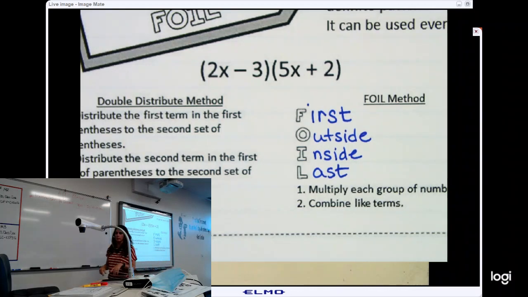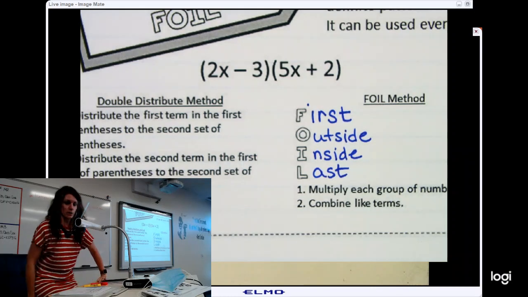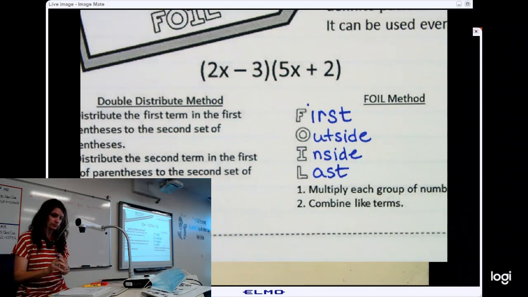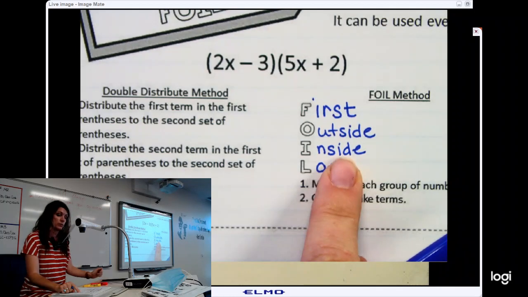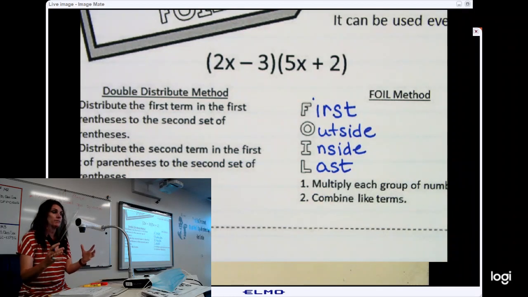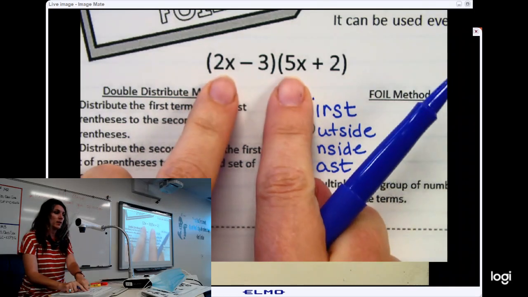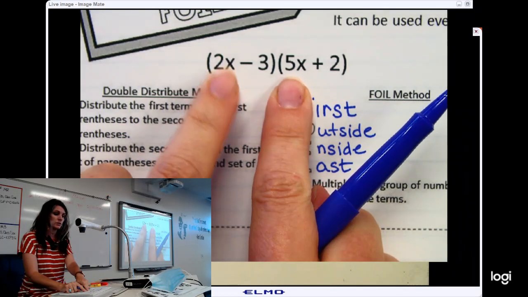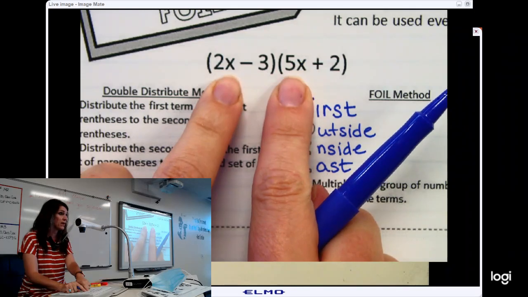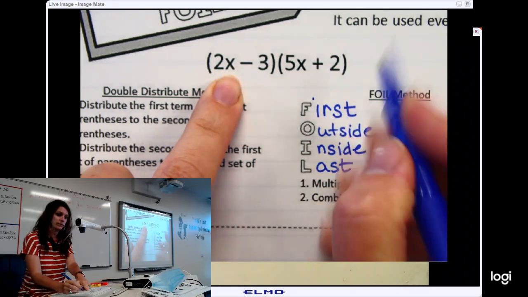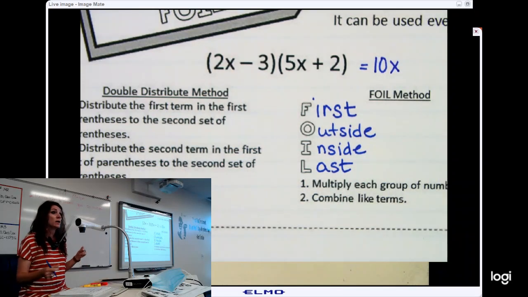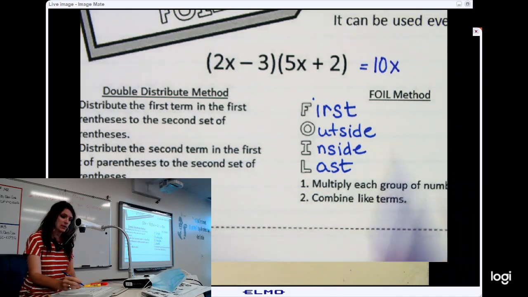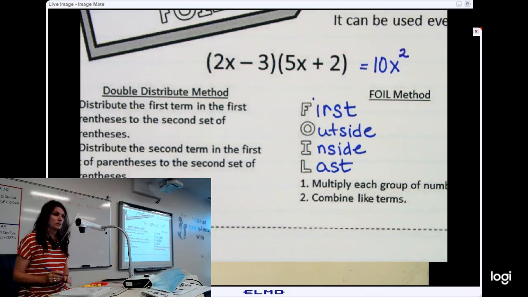So what do we do with it? When we are multiplying, this is just a little acronym to help me remember what order I should do it in. FOIL, F, first. Multiply the first terms together. 2x times 5x. What does that give you? 10x. X times x is what? Squared. So 10x squared. All right, I did the first.